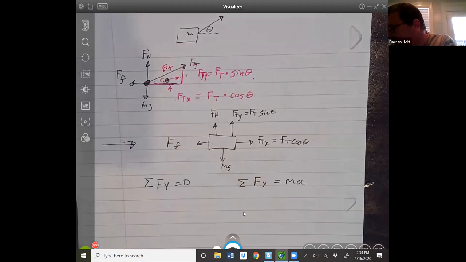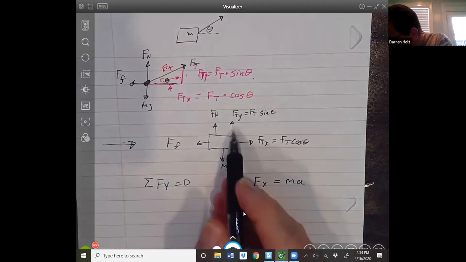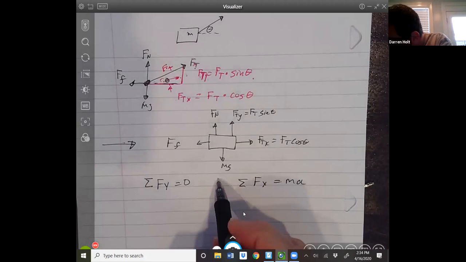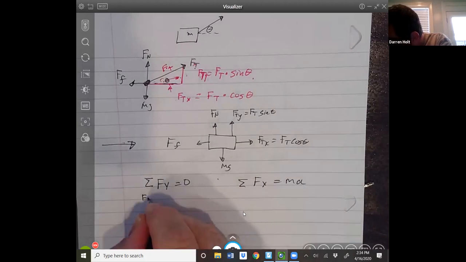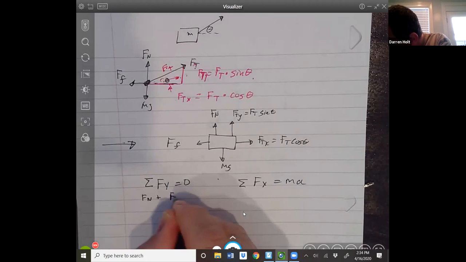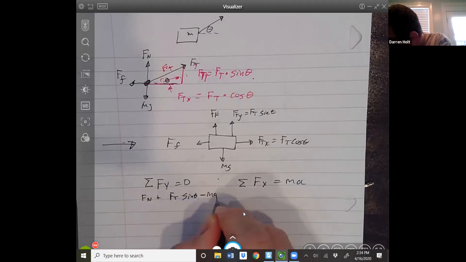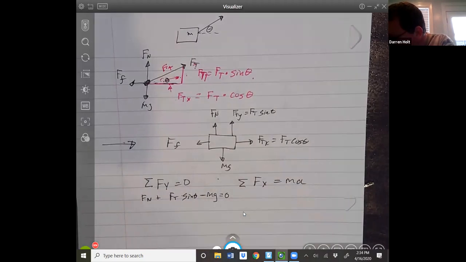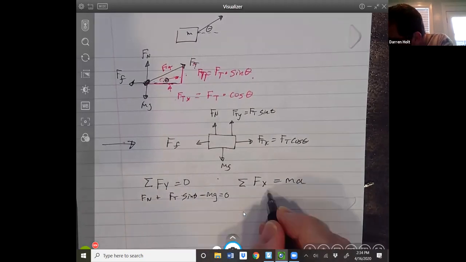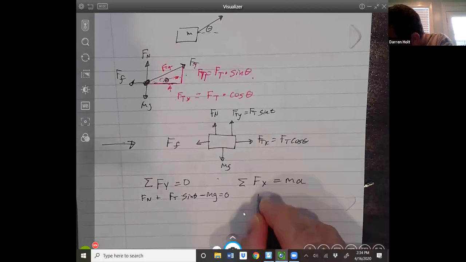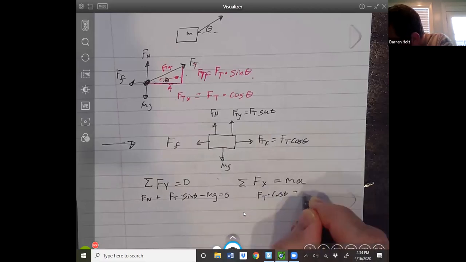Then you go back and define positives and negatives and plug in. Since I'm going to say up is positive and down is negative, the normal force plus the force of tension times the sine of the angle, minus mg, because that's opposite of my positive definition, is equal to zero. Then over here, the force of tension times the cosine of theta, minus the force of friction, is equal to zero.